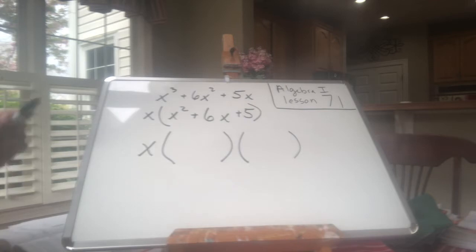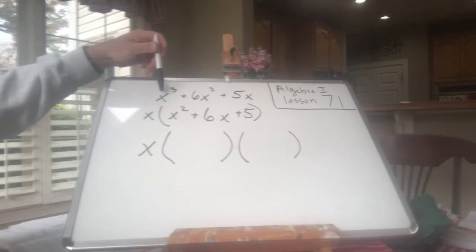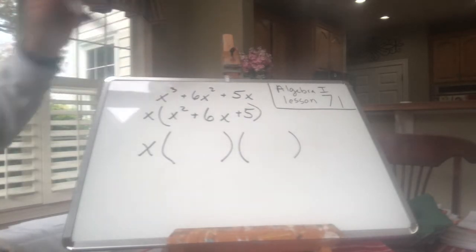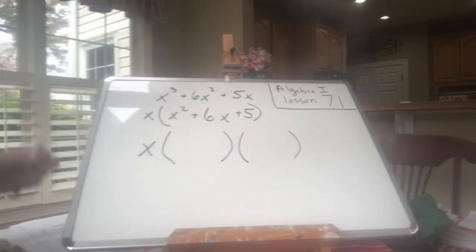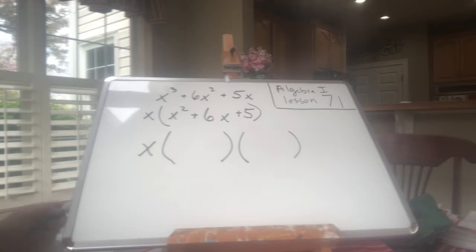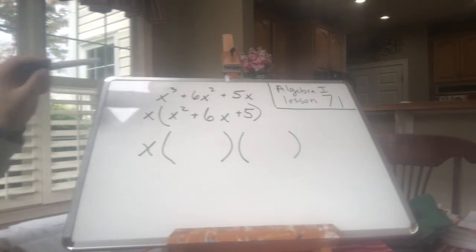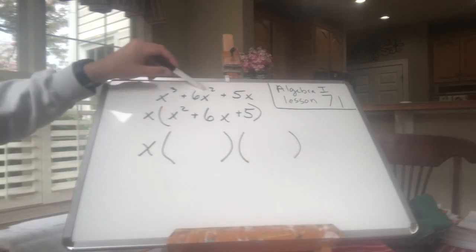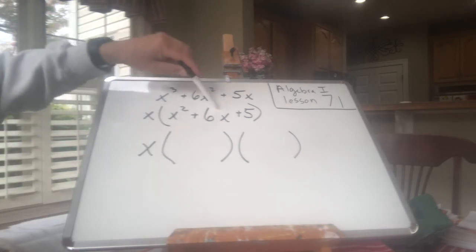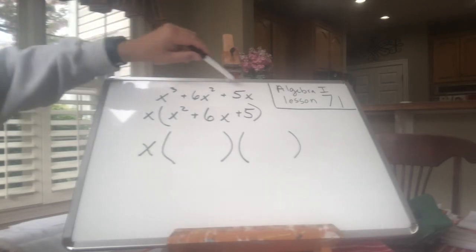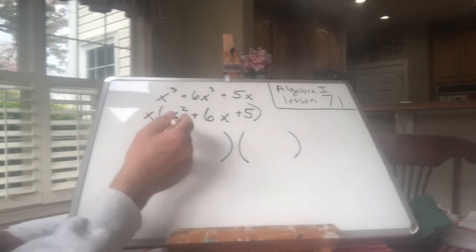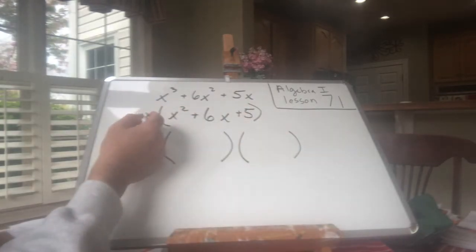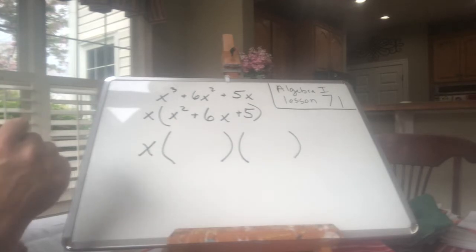Okay, so one of the examples they give us: x to the third plus 6x squared plus 5x. Now this has a common factor, which is just x. So if we take x out of x to the third, we have x to the second. If we take x out of 6x squared, we have 6x. If we take x out of 5x, we have plus 5. So now we have this trinomial that's going to be multiplied by a common factor here.